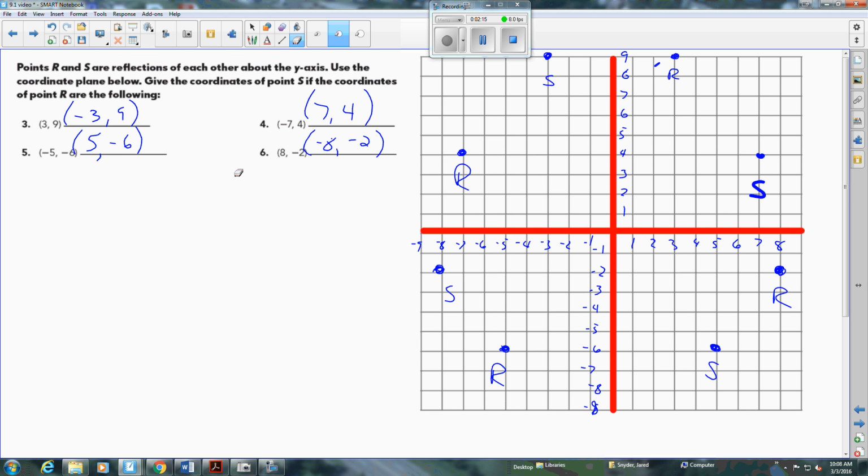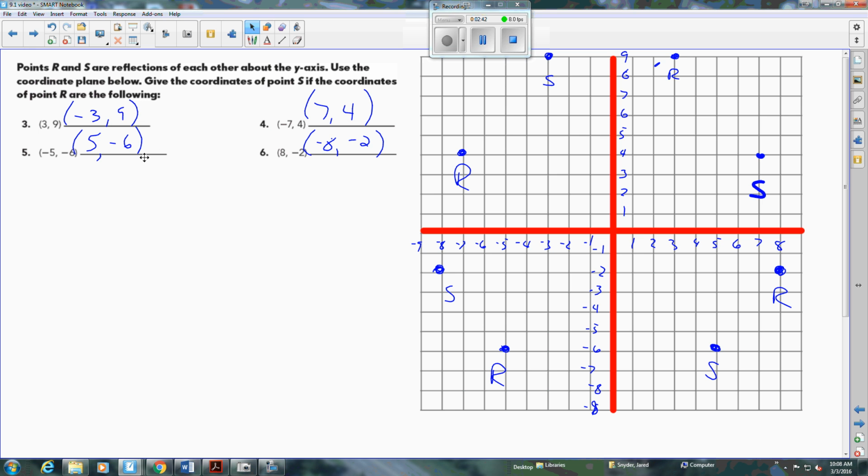Next question. Points R and S are reflections of each other about the y-axis. Use the coordinate planes below and give the coordinates of the point S if the coordinates of point R are the following. So I just started right off with 3, 9, 3 to the right, 9 over. Now, I messed that one up. Gotta fix that. This should be right here. Oh no, that's right.